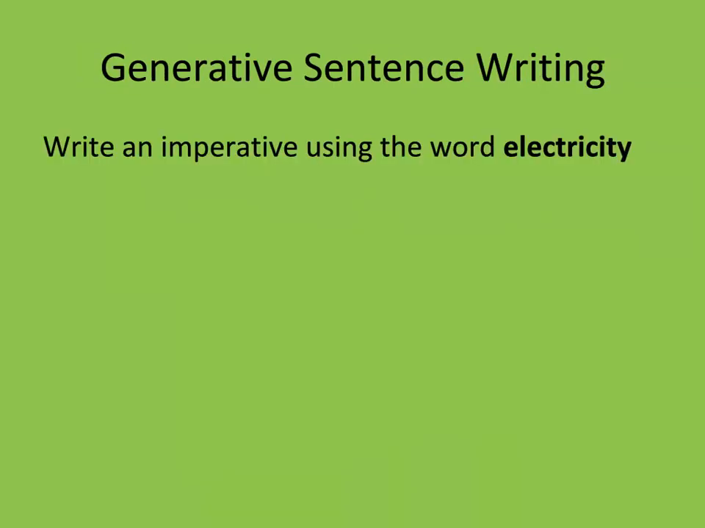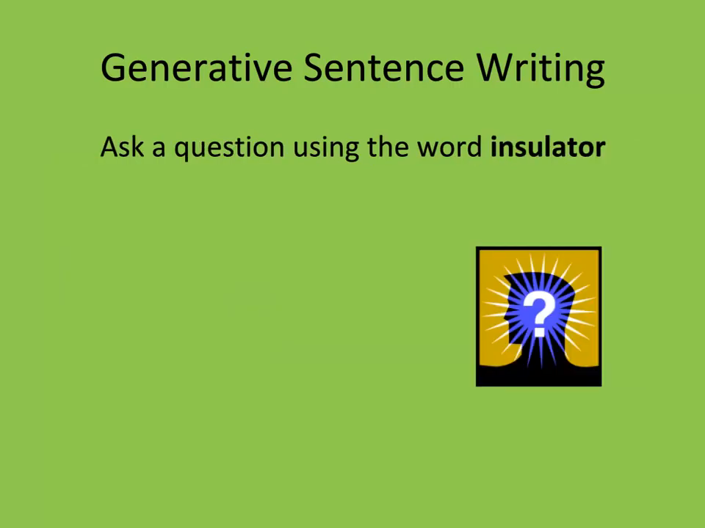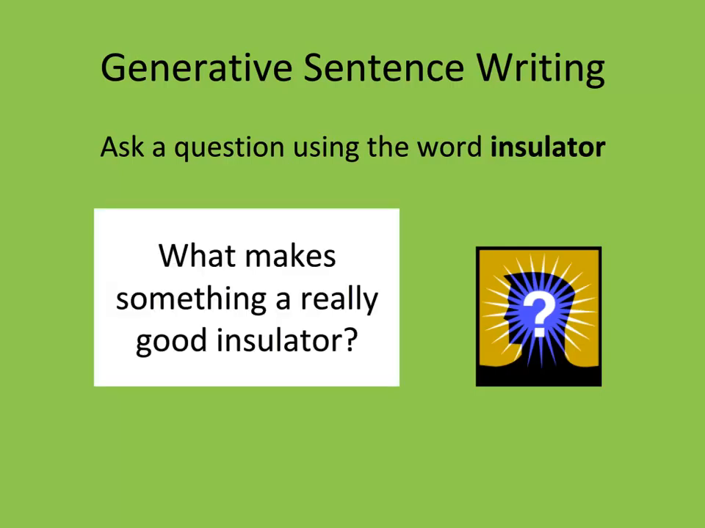Let's try out generative writing. This may test your English grammar knowledge. First, write an imperative using the word electricity. If you remember, an imperative is an order. Here is my example: stop wasting electricity. Here is another example. Ask a question using the word insulator. Here is my example. What makes something a really good insulator?